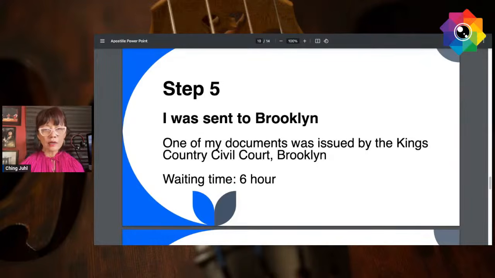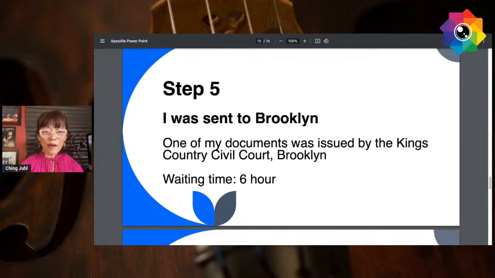And step five, I was sent to Brooklyn. What happened was, one of my papers is a name change. I used to be called Ching Chan. Now I'm Ching Juhl. So the name change paper also needs to be authorized and certified. But I didn't look carefully. That paper was certified by Brooklyn, by Kings County, and I don't even remember when I did that. I never lived in Brooklyn, so I don't know why. Maybe the lawyer we used before lives in Brooklyn, so it was easy for him to take care of the paperwork.